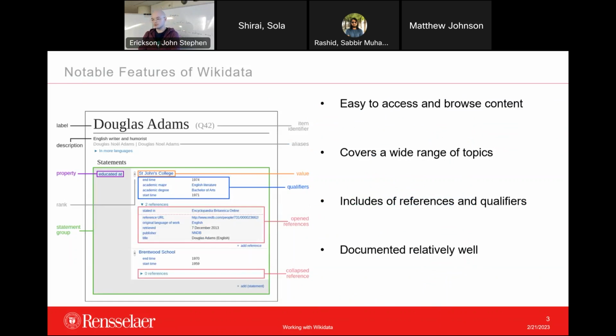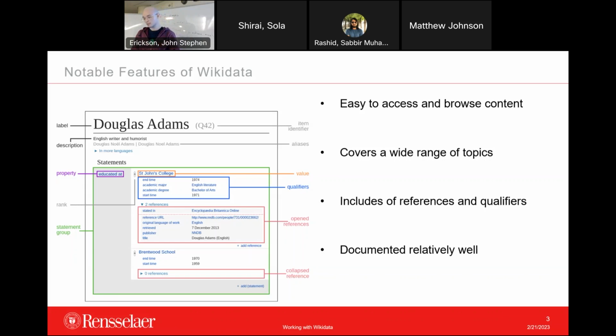So some notable features of Wikidata, and I'll describe the content of this picture a little bit as we go on, so don't worry too much about reading any of the fine print there, is that there are a lot of aspects of Wikidata that make it quite easy to access and browse content, at least on the scale of a few entities at a time. And again, it covers a very wide range of topics, so it's not one of these very specialized knowledge graphs or ontologies that only describe a very specific domain, but instead it covers an extremely broad range, which can be a good thing and a bad thing, but we'll return to that later.